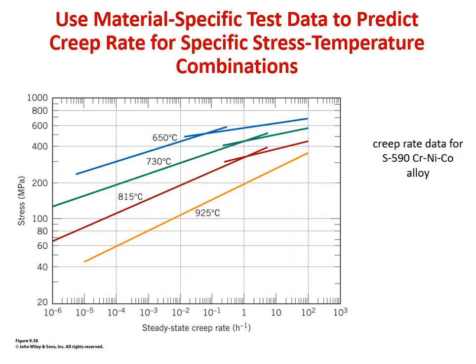The type of data that you might find in vendor literature would look like this, where you would be shown plots of applied stress for different temperatures and steady state creep rates per unit time. And these will typically have different slopes for different temperatures and different creep rates. So this is what you would design around given your maximum applied stress and your effective service time.